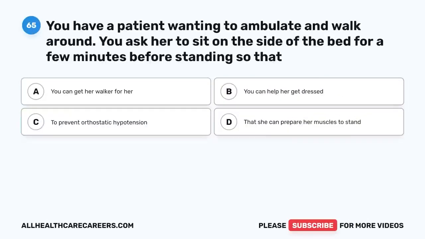Question 65. You have a patient wanting to ambulate and walk around. You ask her to sit on the side of the bed for a few minutes before standing so that A. You can get her walker for her.